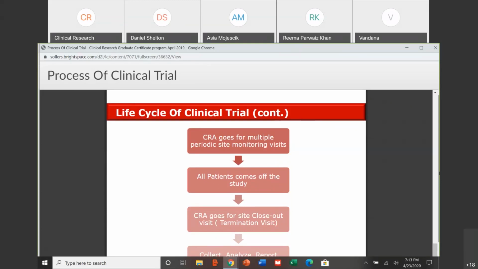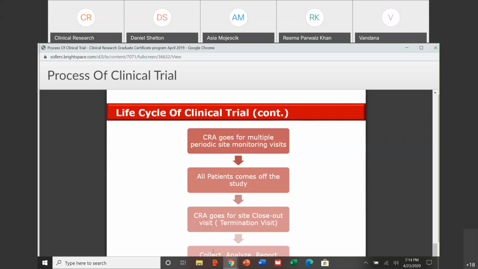When all patients come off the study, a CRA will go one final time to officially close down the site. And that visit is called site termination or site closeout visit. In order for the CRA to close the site, what needs to happen? All patients have to come off the study, all issues have been closed and resolved, all data queries have been resolved, the database has been locked, frozen, and payments are all done to the sites. At that point, the CRA will go and officially close down the site.